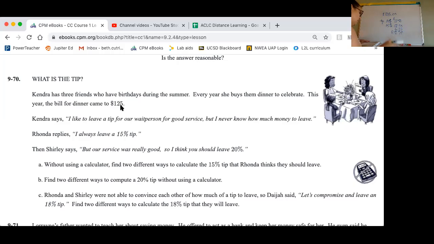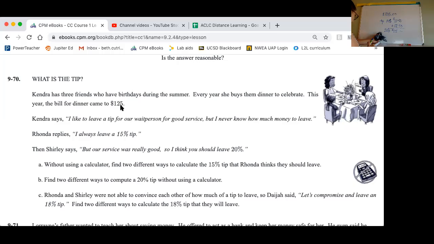And the question asks you for two different ways. One's good enough. Find the 2 different ways to compute 20%. 20% would just be doubling this $12.50. That's easy. $12.50 plus $12.50. Add them. $25. Ooh, that's a big tip. That's too much.